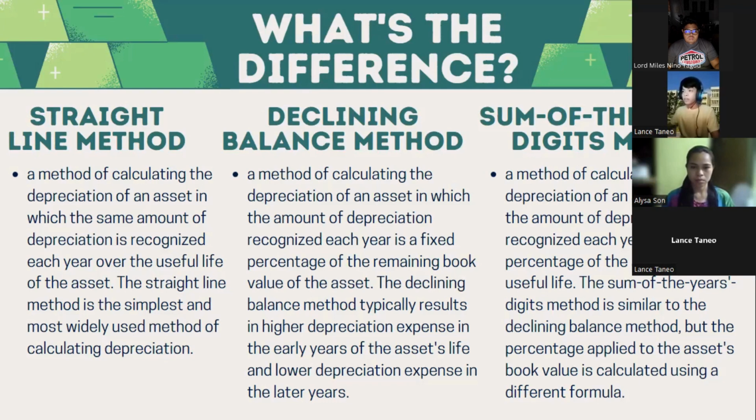The last method will be the sum of the years' digits. It is similar to the declining balance method, but the percentage applied to the asset's book value is calculated using a different formula. It is a method of calculating the depreciation of an asset in which the amount of depreciation recognized each year is a fixed percentage of the asset's remaining useful life. So it is the same as the declining balance method, except it is different in the formula.